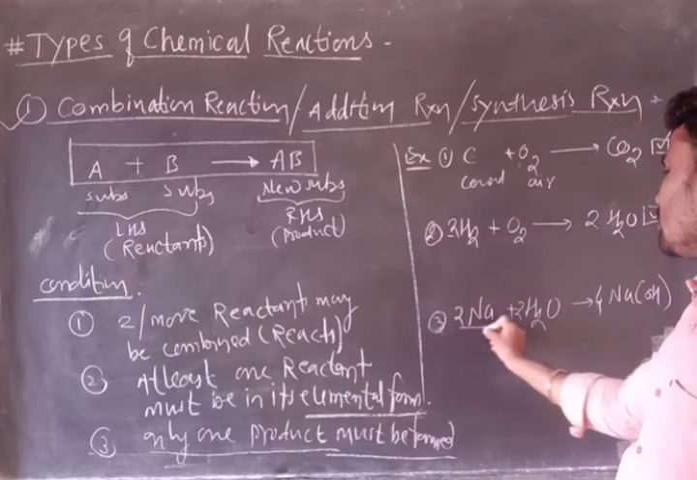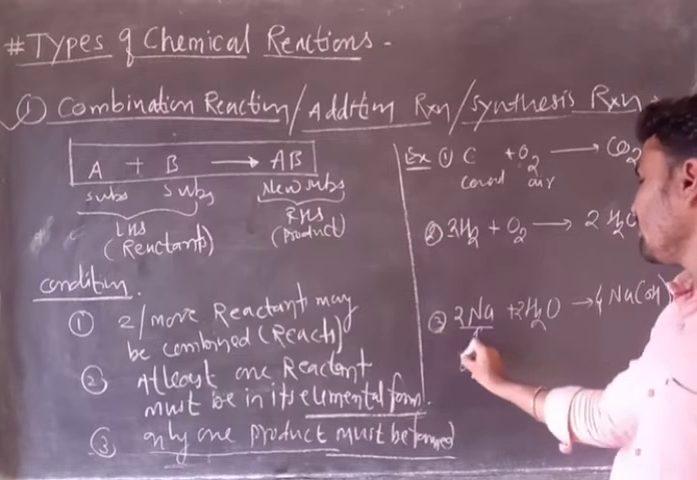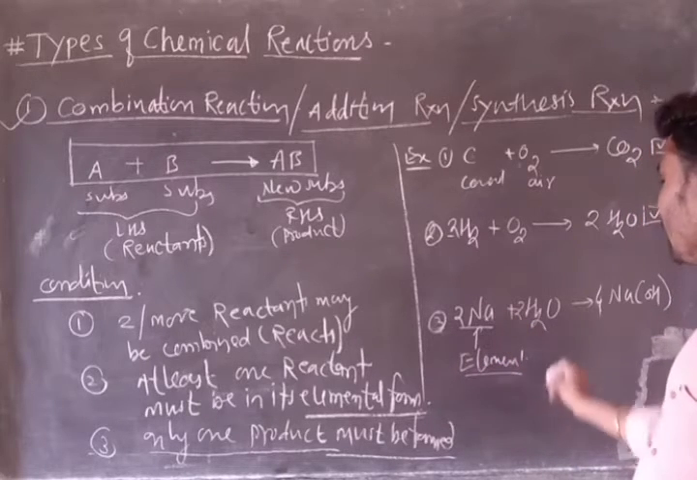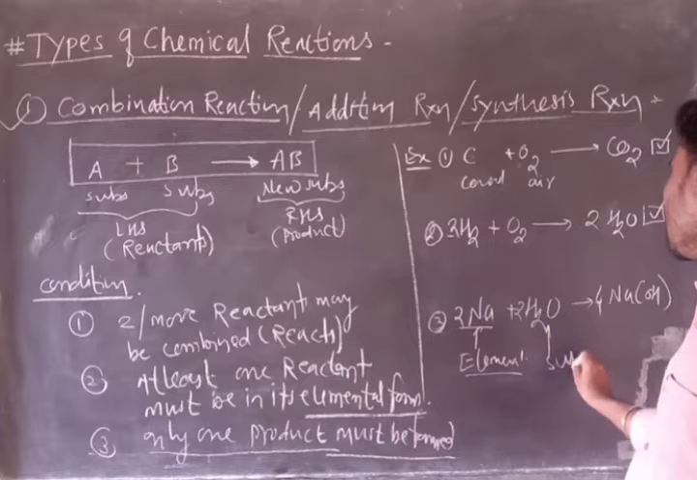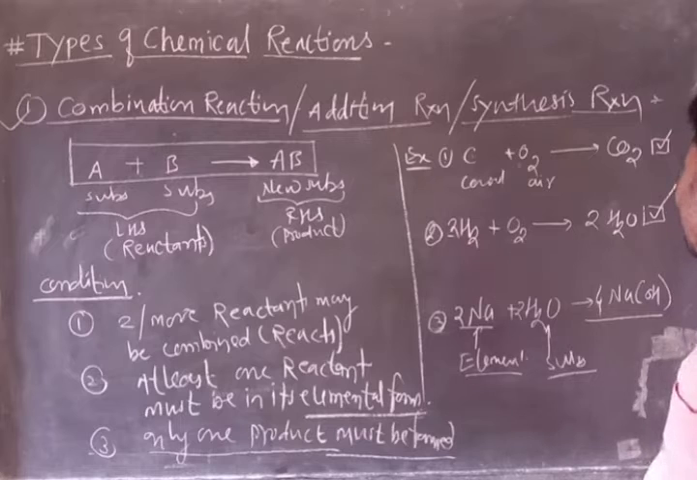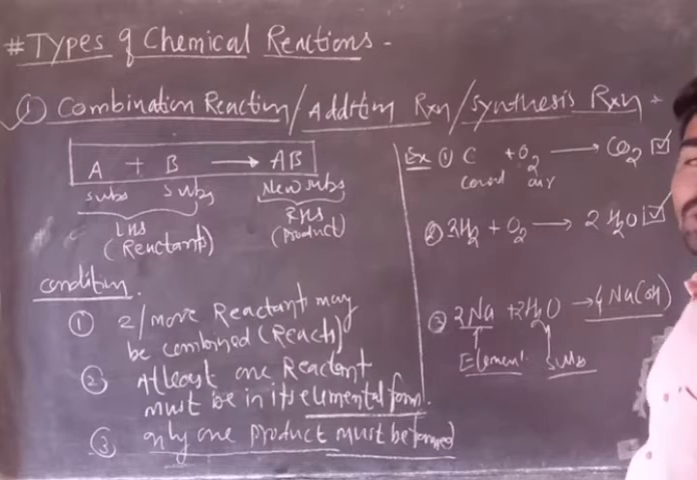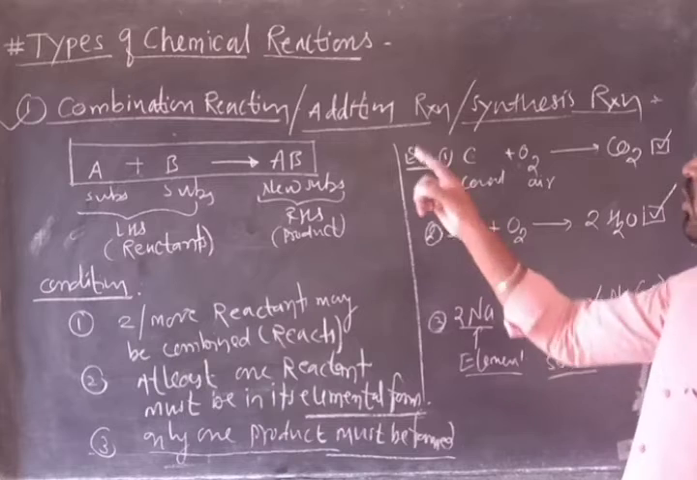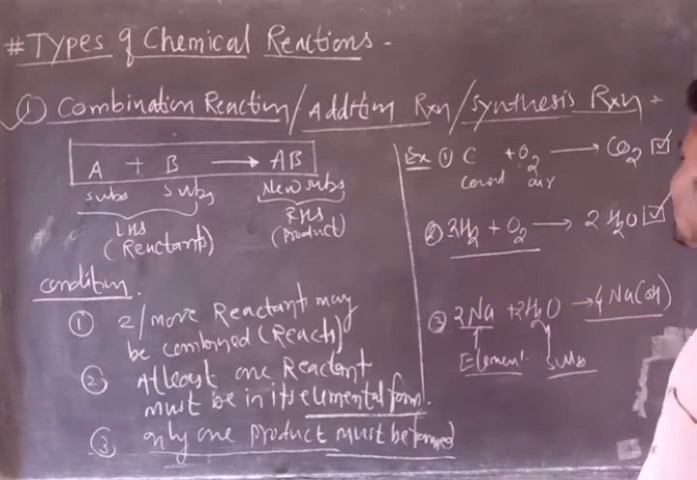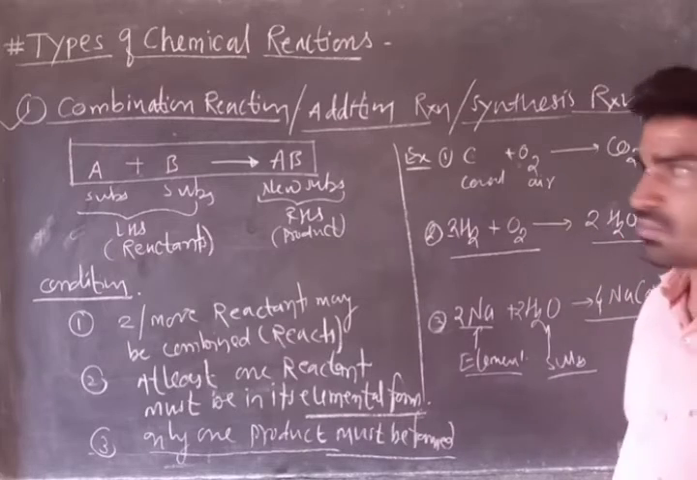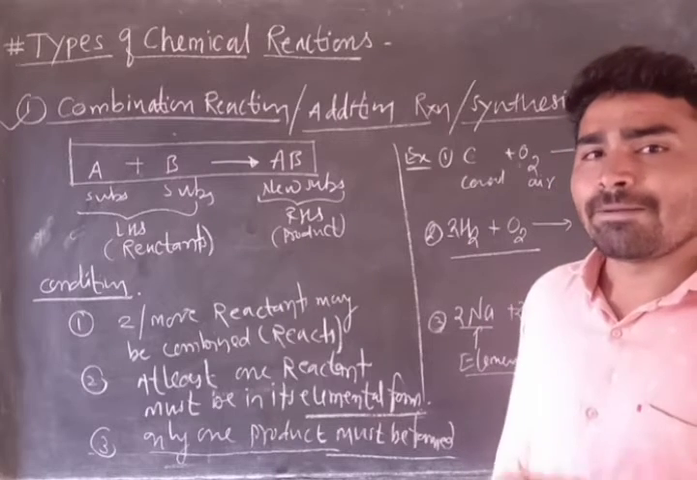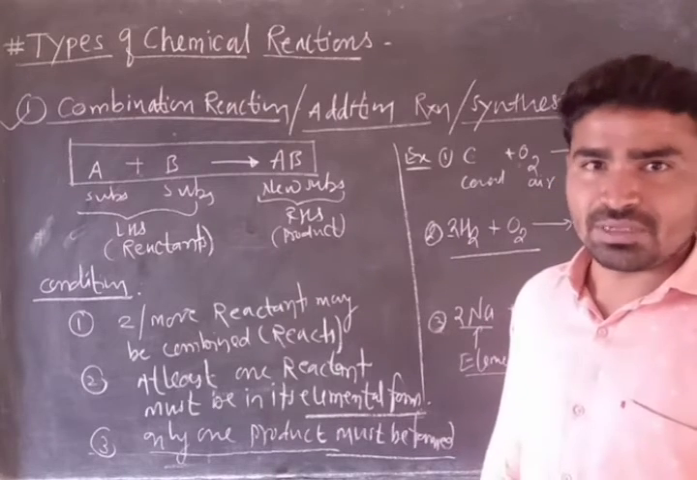Here is the sodium, which is in its elemental form. Let me make you understand. Sodium is the elemental form, and here is water. It is one molecule, or a substance, that is going to form sodium hydroxide. So, in a combination reaction or addition reaction, two or more reactants may be present, and they should give a single substance. So this is one of the very important, first types of chemical reactions.